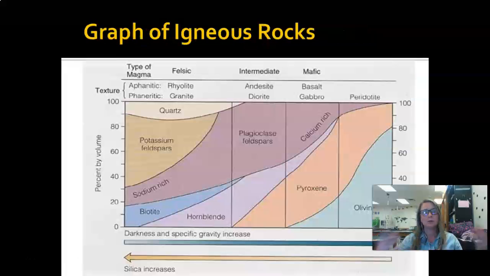So to give you a look at igneous rocks as a graph, as you can see, these are all different minerals. We've got quartz, potassium feldspar, plagioclase, biotite mica, hornblende, pyroxene, and olivine. So very light colored to very dark, heavy colored. And what happens is that we can look at what type of magma is there. We've got felsic, intermediate, and mafic. And when we see these types of minerals, these are the types of igneous rocks we're going to be looking at. And I have great examples of basalt and gabbro.